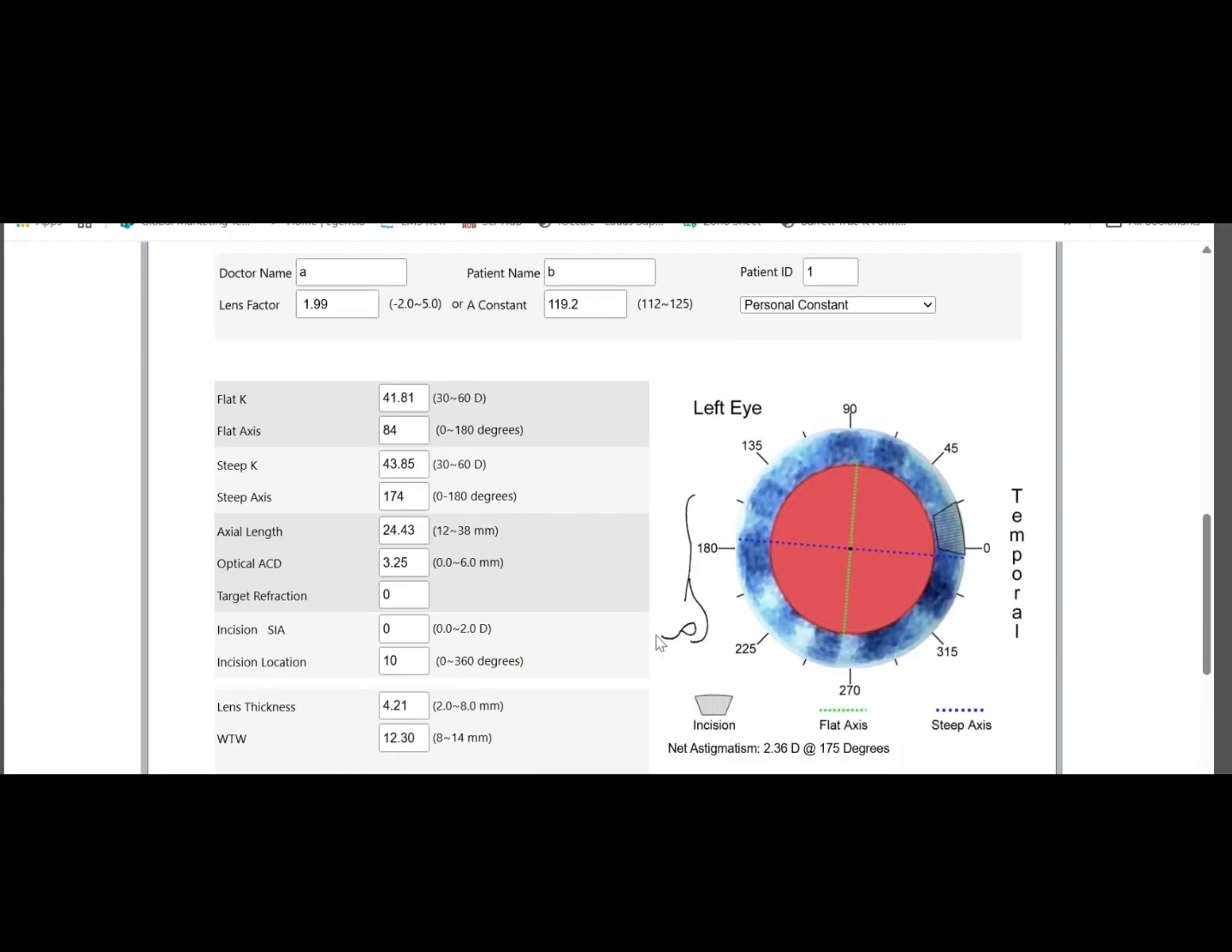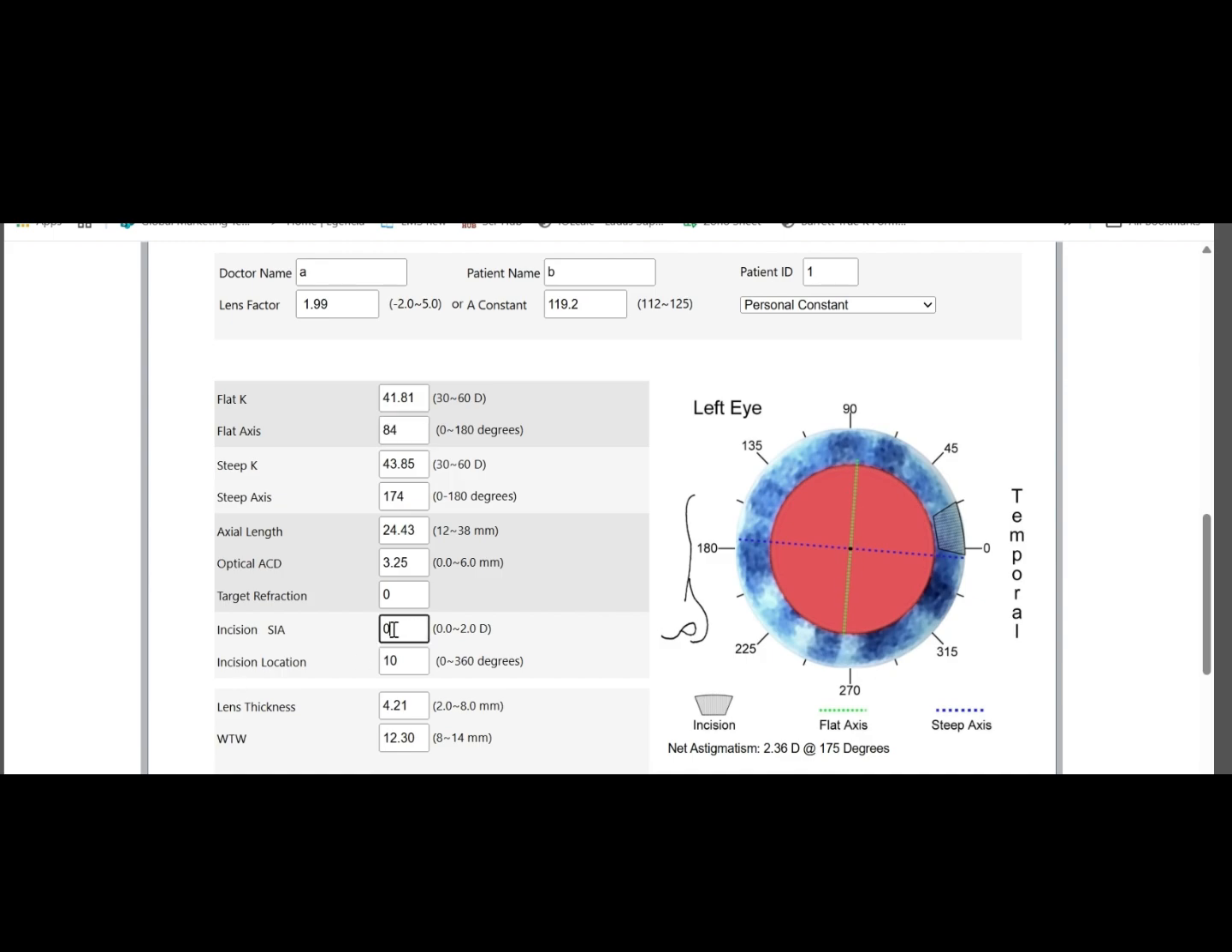So remember, when I put calculate over here, you can see the Barrett is showing me the steep meridian over here. The steep meridian is how much? 174 degrees. The blue dotted line is showing me 174 degrees. And the flat axis here is 84. This is the place where it is showing me the flat meridian of the lens.